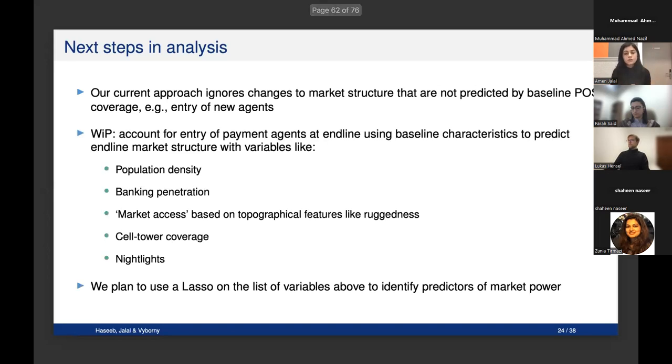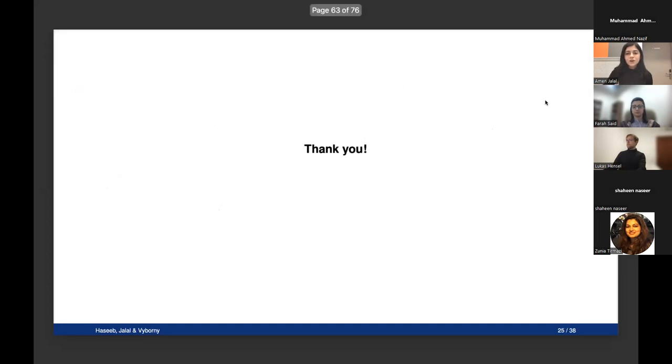So the work in progress that we're doing at the moment is trying to unpack which baseline characteristics predict endline market structure the best and in an exogenous way, and exploit that variation to redo some of the analysis I'm showing you today. We're thinking of things like population density, banking penetration, market access based on topographical features like ruggedness in a trade kind of way, cell tower coverage and nightlights, that type of stuff that we can throw into a lasso and see what actually predicts market power, and then use that as an IV as opposed to the slightly more mysterious one that I showed you. All right, so I'll stop there.